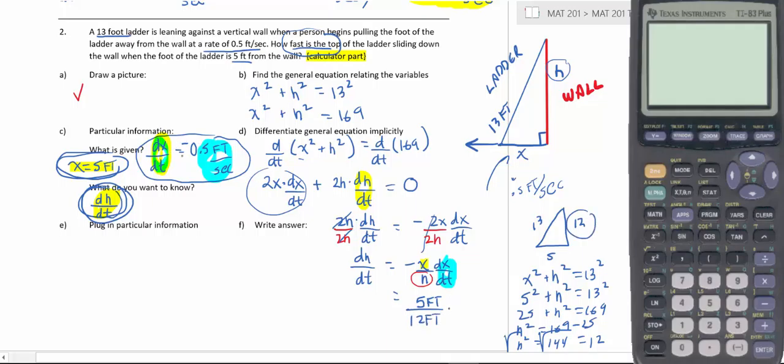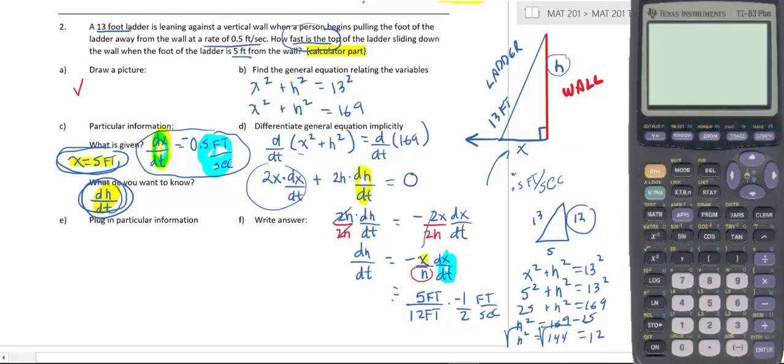Okay, dx over dt is given as negative, and let's go ahead and write that as negative 1/2 feet per second. You don't have to do that, but I'm going to go ahead and just get a fraction answer. So then what I'd end up having, and what I'm doing is plugging in the particular information here, so I end up with dh over dt is equal to 5 feet times 12 feet times negative 1/2 feet per second.